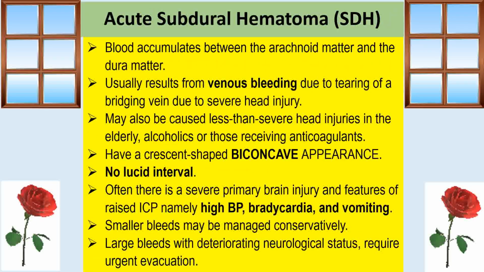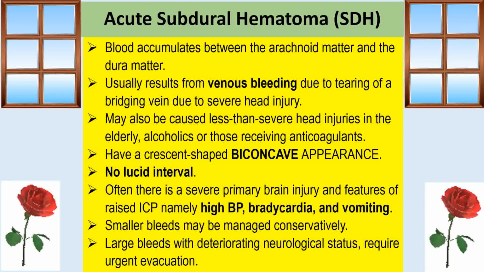An acute subdural hematoma results from an accumulation of blood between the arachnoid mater and the dura mater, that is, between the surface of the brain and the dura mater. Most subdural hematomas are seen over the cerebral hemispheres due to rupture of cortical surface veins. Acute subdural hematoma usually results from venous bleeding due to the tearing of a bridging vein running from the cerebral cortex to the dural sinuses.